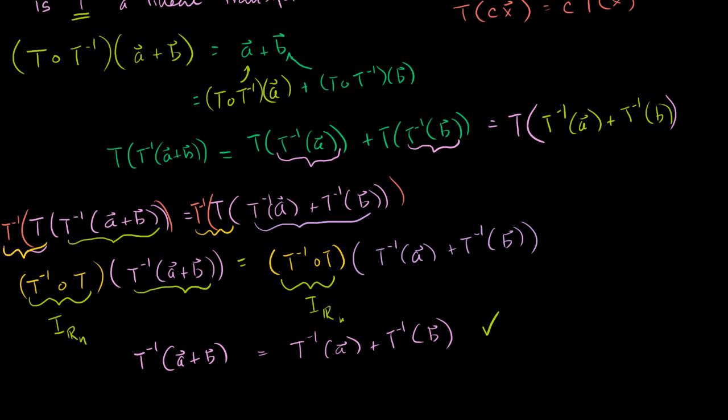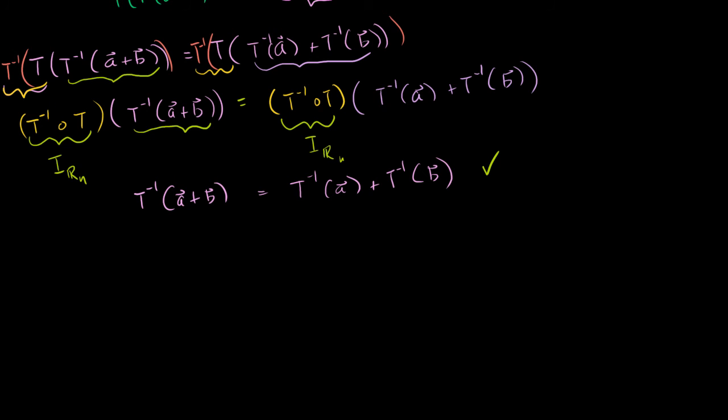Now let's see if we can do the second condition. Let's do the same type of thing. Let's take the composition of T with T inverse, let's take the composition of that on some vector, let's call it CA. Just like that. Well, we know what this is equal to. This is equal to the identity transformation on Rn. So this is just going to be equal to CA. Now, what is A equal to? What is this thing right there equal to?